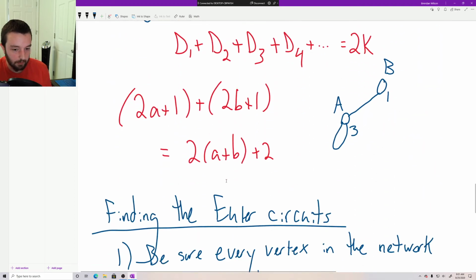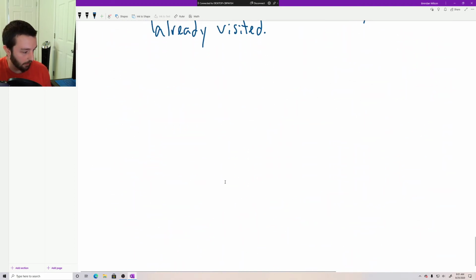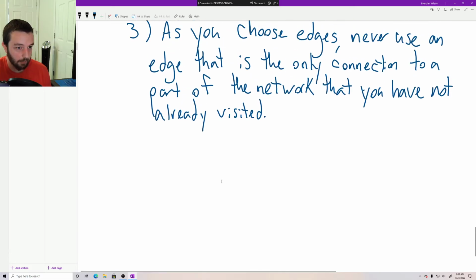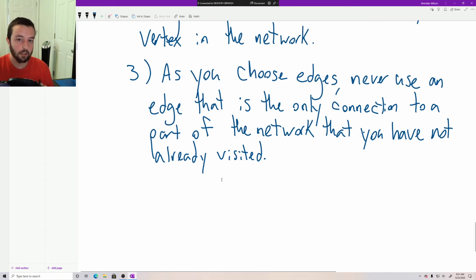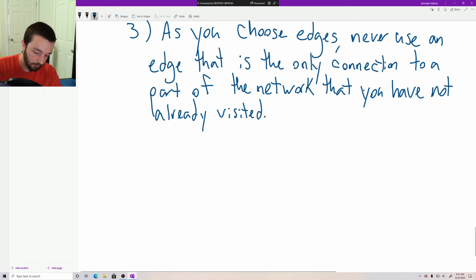So there's a better example in the book, which we can look at after I put the last step down. But essentially, if you're going through the graph, and you're deciding which edge you're going to go down, you don't want to use one if it's the only way to get to a certain part of the network that you haven't already been. Okay. So that's the goal.